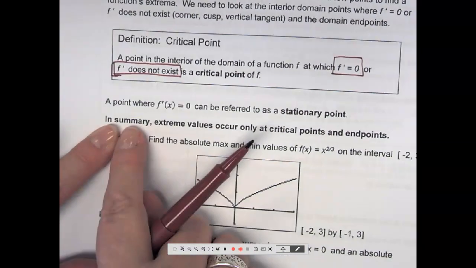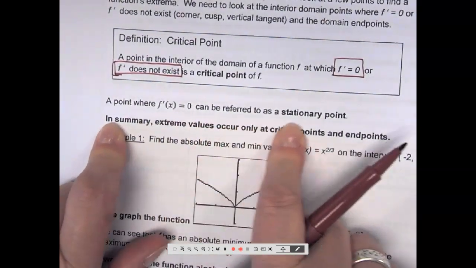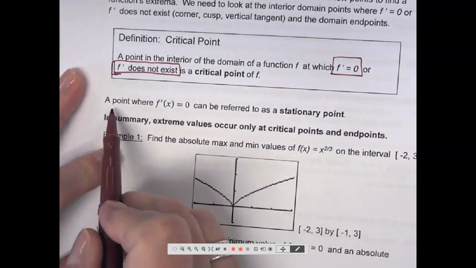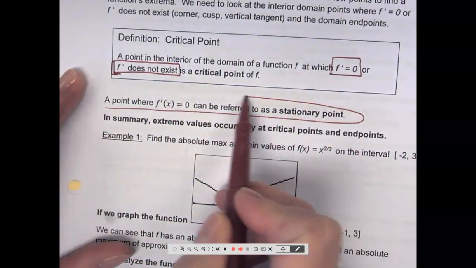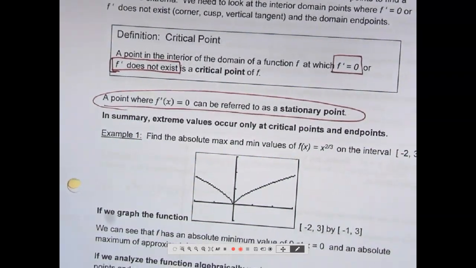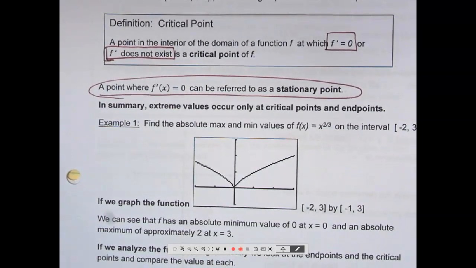So a point where the derivative is 0 can be referred to as a stationary point. Okay, that is a word that your book will use a little bit. Anywhere where the derivative is 0, referred to as a stationary point. Why do you think it's called a stationary point? It makes sense if we think of it in one respect.